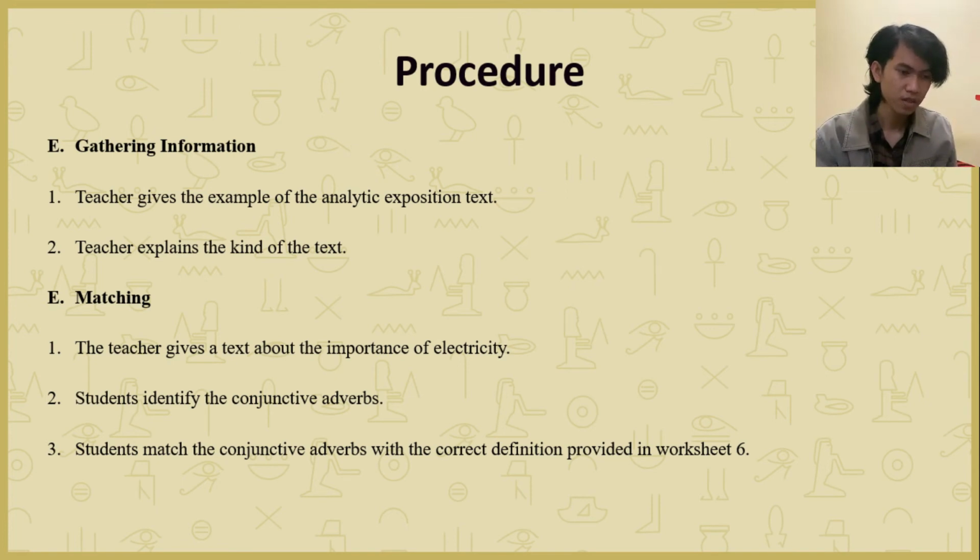And then the second procedure is matching. It is for the second activity. The teacher gives a text about the importance of electricity, and then students have to identify the conjunctive adverbs. After that, students match the conjunctive adverbs with the correct definition provided in worksheet 6. I mean, in worksheet 5.